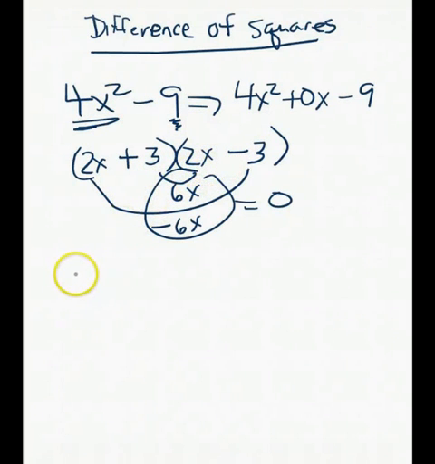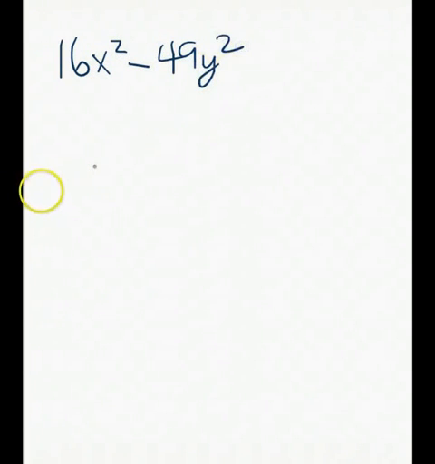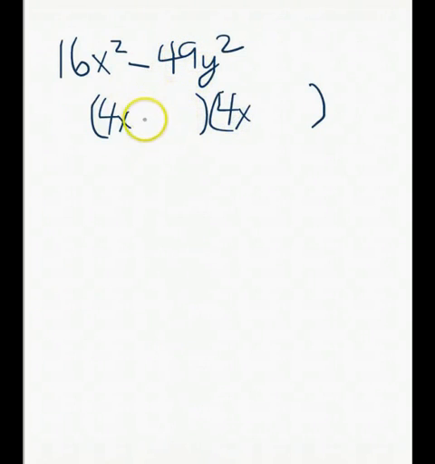All right, let's do a different one so you can play around with that a little bit. Let's say I had 16x squared minus 49y squared. First of all, I think about GCF, and again, there's no GCF, so you think about what squared gets you those things. 4x times 4x is 16x squared, and for 49, you again have one of each sign. This would be 7. Now, in order to get y squared, I'd have to have a y here. So that's what it would look like.